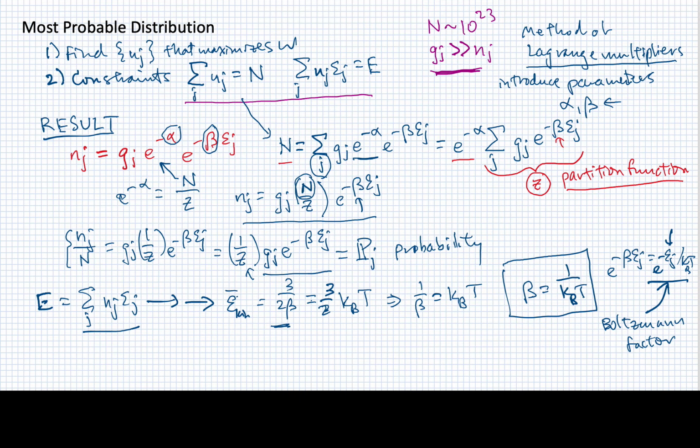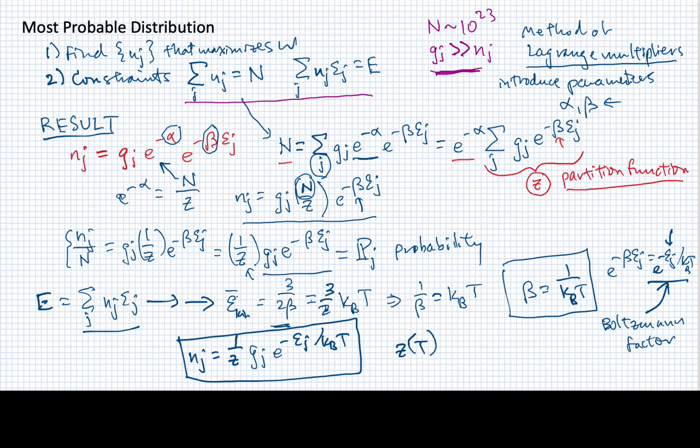So this has been a quick dash into the most probable distribution, but in effect the most probable distribution is the one that has nj equal to 1 over the partition function times the degeneracy times e to the minus Ej over kBT. And here the functionality that we're worried about with the partition function is shown to be temperature. The partition function is implicitly a function of temperature.